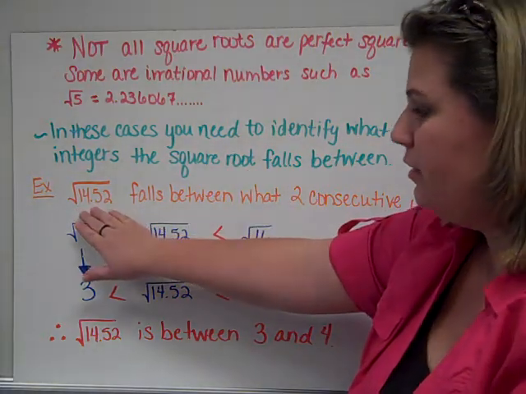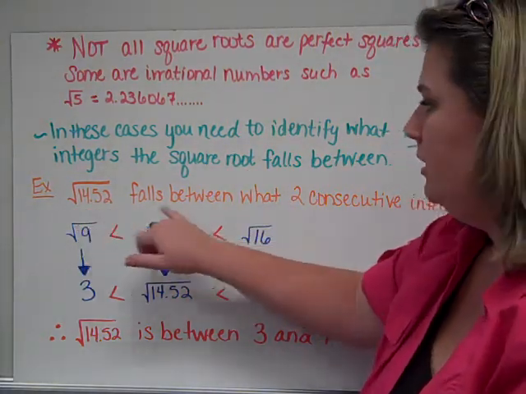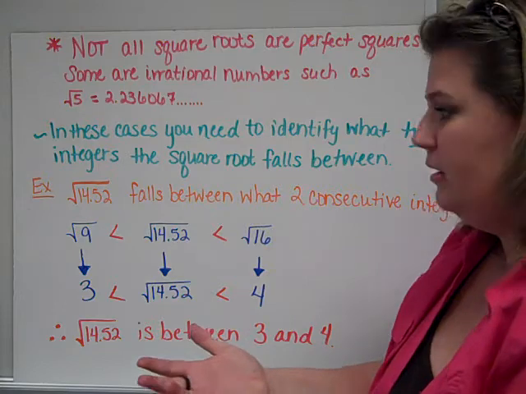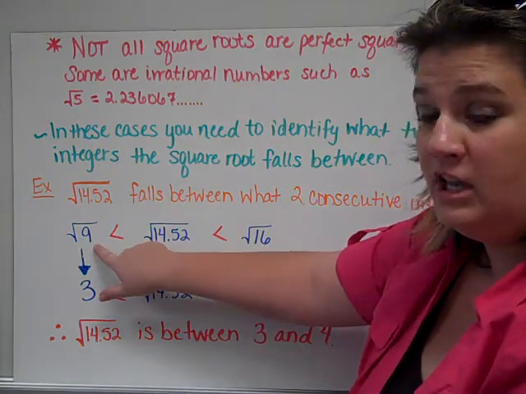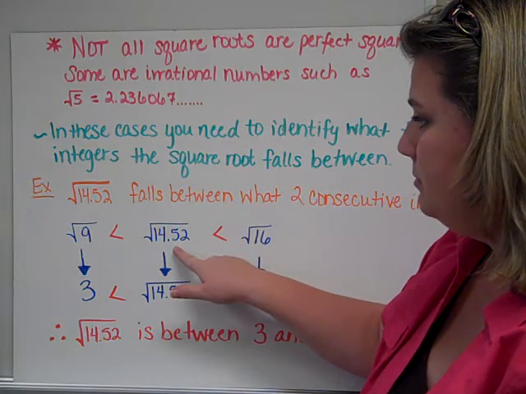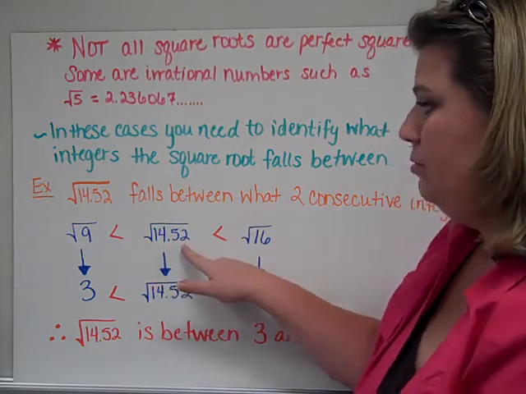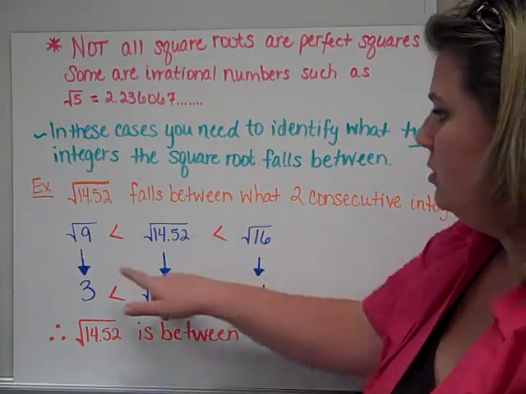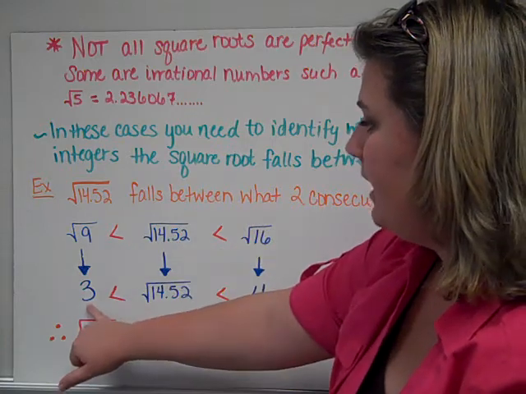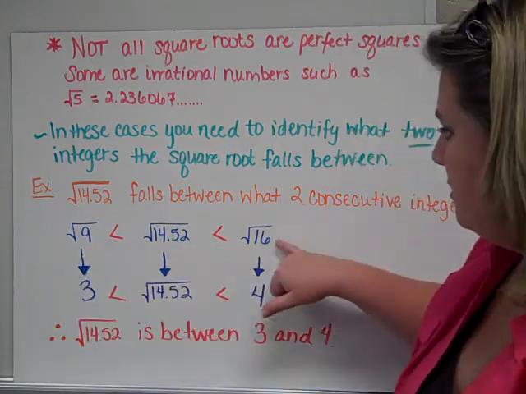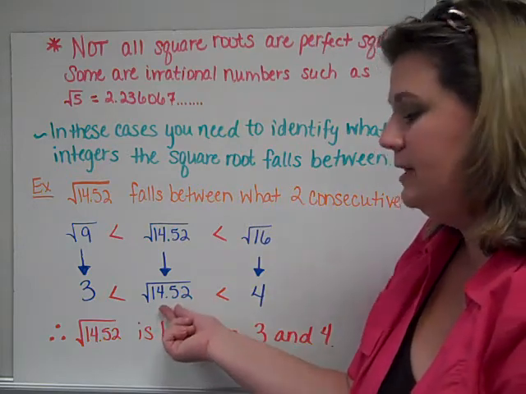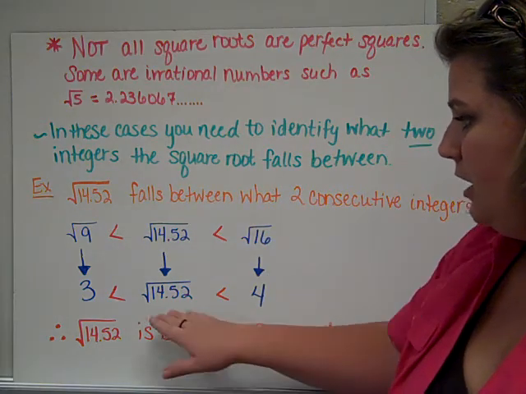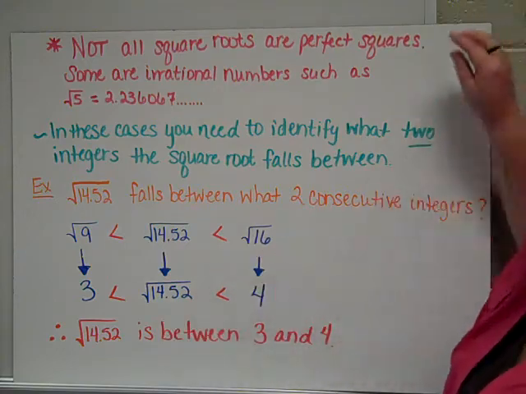For example, the square root of 14.52: between which 2 consecutive integers does it fall? Think of the number line. The square root of 9 is 3, and that is before the square root of 14.52. And then one above that is the square root of 16. When you look at them with the radicals and simplify, the square root of 9 becomes 3 and the square root of 16 becomes 4, and we know that 14.52 falls between those 2 consecutive integers. We're not sure exactly what it is, but we know it's between the 2.